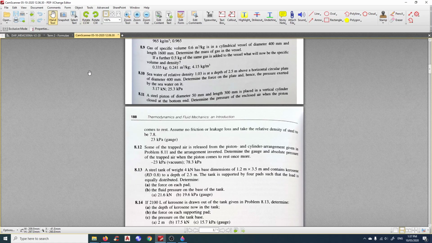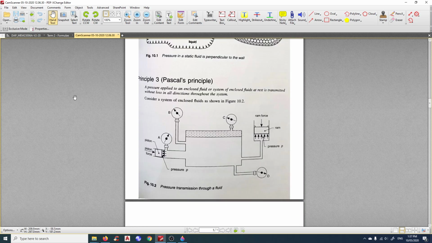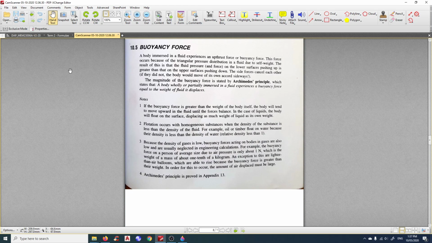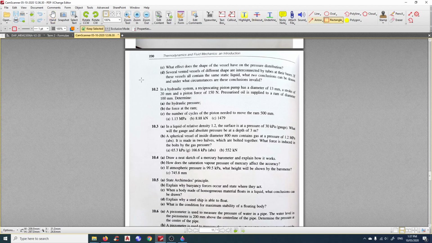So come back here on work example. If you look at example 10.2, this is the last example we're going to discuss today. I'm just going to leave the buoyancy for next week, and we hopefully talk a little bit about the assignment as well. So question 10.2 is similar to what we have before.